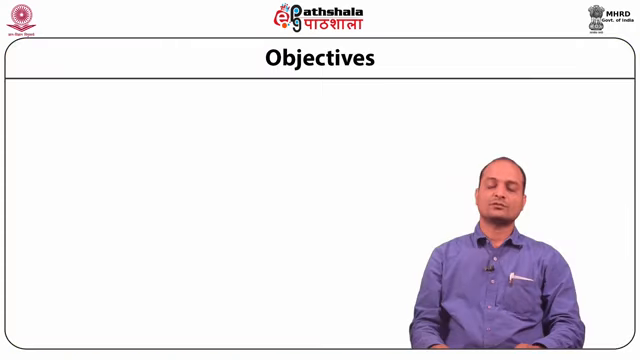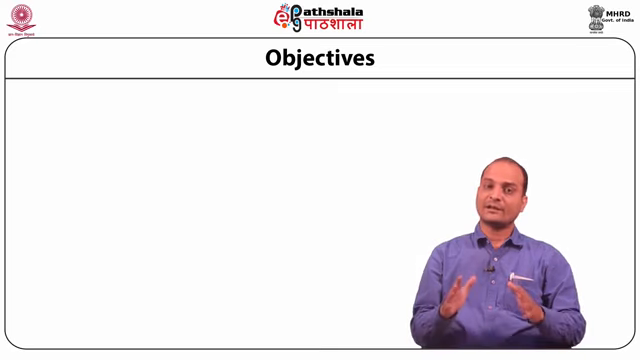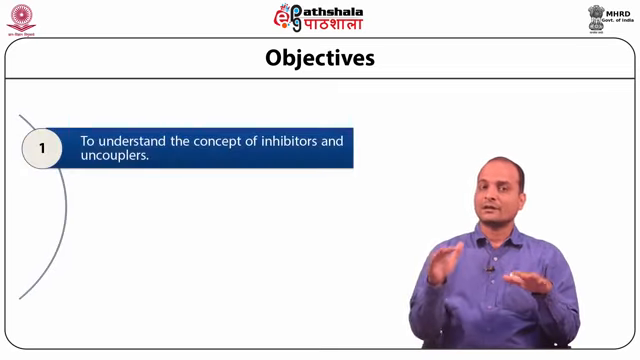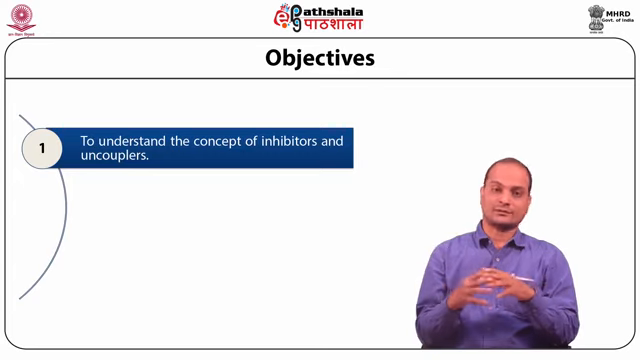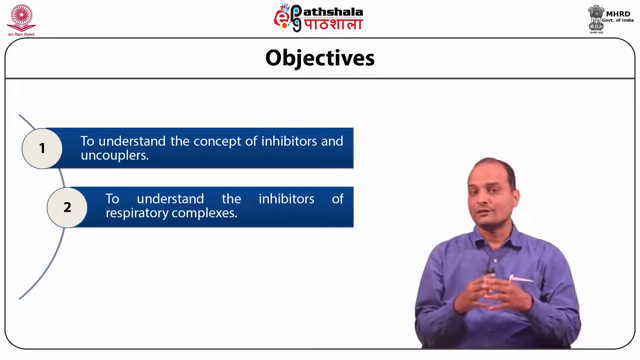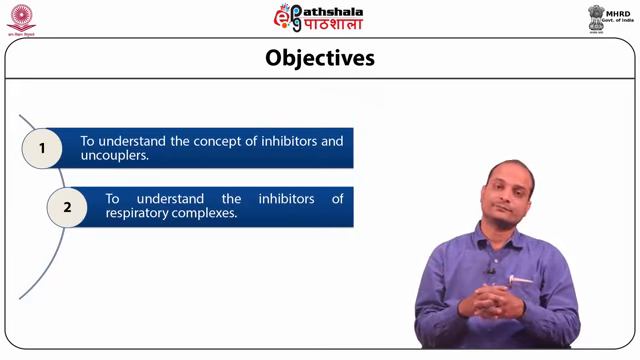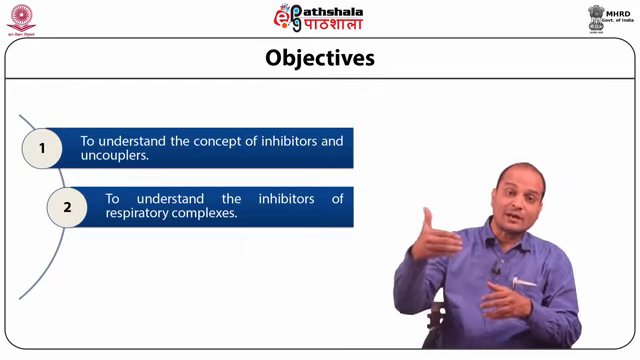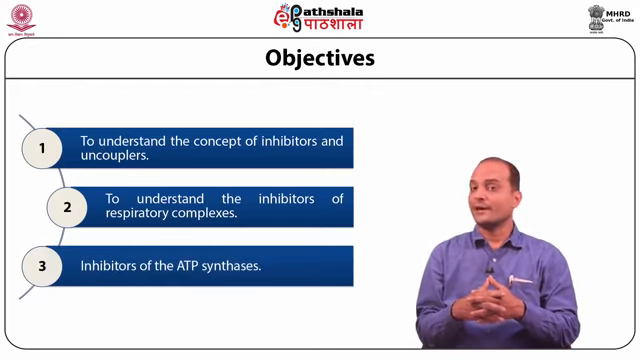Today we will discuss inhibitors of the electron transport chain under the title Carbohydrate Metabolism. So students, what are we going to learn in this module? Our primary target is to understand the concept of inhibitors and uncouplers. Our target is to understand inhibitors of respiratory complexes. We will also explore the inhibitors of ATP synthase.